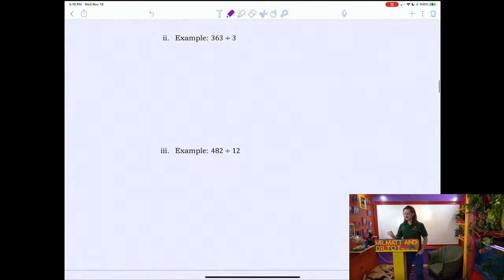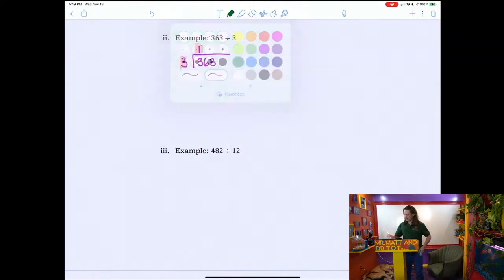Otherwise, let's look at 363 divided by 3. So I'm going to write 363 underneath of the division sign, and I'm going to put 3 to the left of it. Going digit by digit, 3 divided by 3 is 1, because 1 times 3 is 3. Then I'm going to multiply that new value 1 times the outside value of 3. 1 times 3 is 3. Subtracting away, that gives me 0.